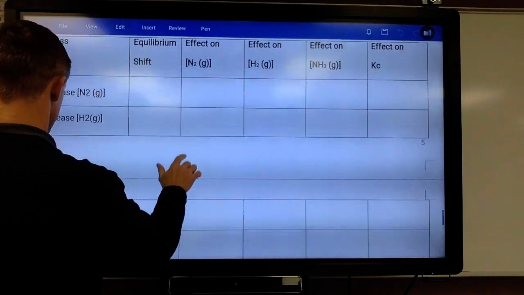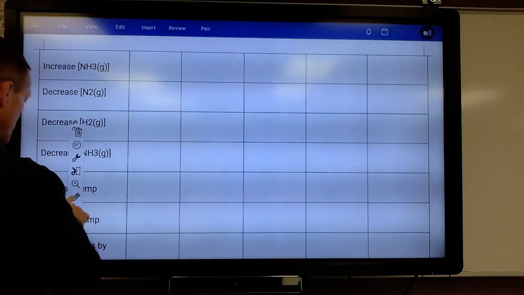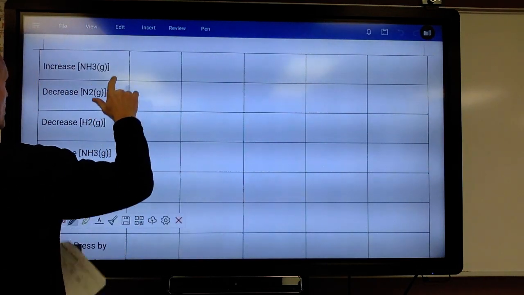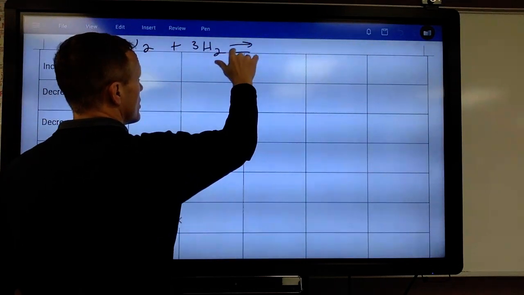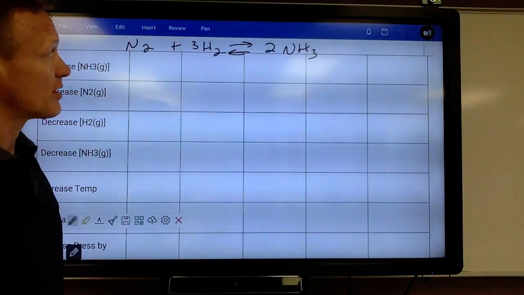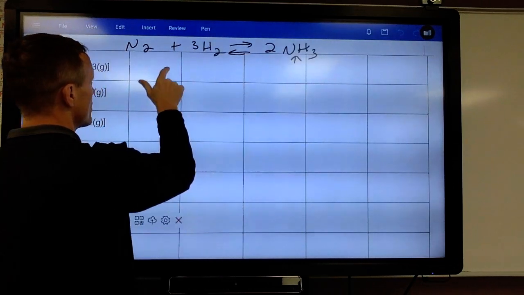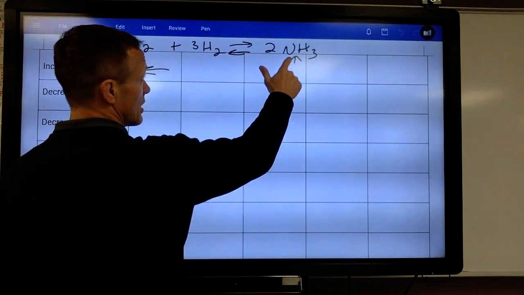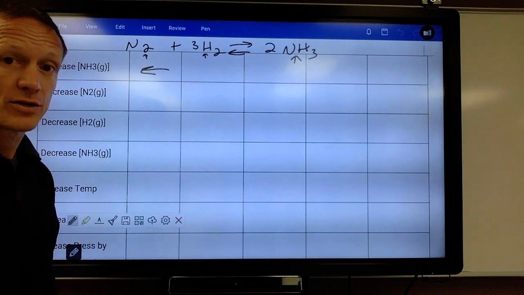Keep going down here. An increase in NH3. So again, our equilibrium is N2 plus 3H2 from 2NH3. So if we would increase how much NH3 is there, if we increase that value, okay, equilibrium is going to shift left. It's going to shift left, which will cause an increase in H2 and an increase in N2.